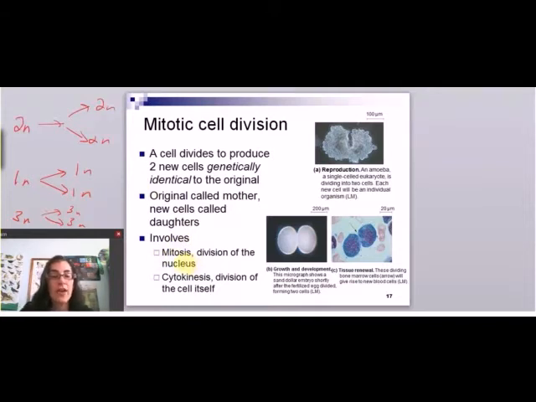So again, remember that there are really 2 steps to cell division. There can be the division of the nucleus and cytokinesis, which is the division into 2 cells. Some types of cells will never do this. So you'll find out in A&P that muscles, for example, will divide the nucleus, but not the cytoplasm.